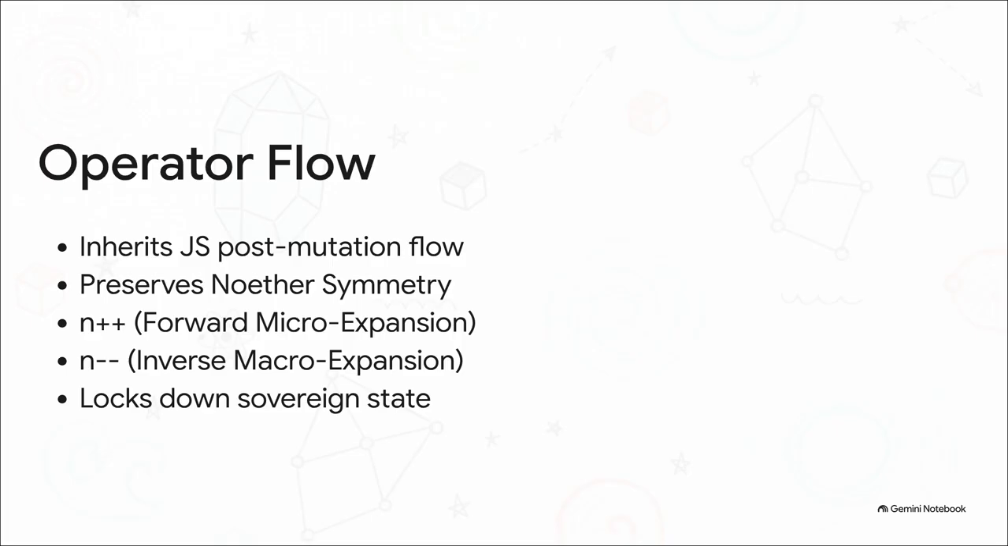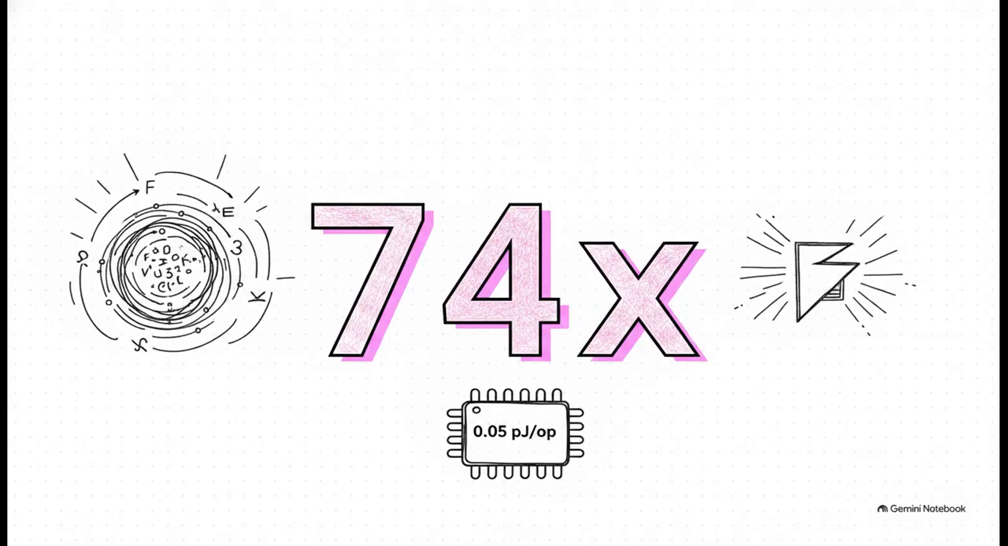Now, because the state is evaluated prior to that shift, it beautifully preserves Noether symmetry. That means the fundamental laws of conservation and scale parity remain perfectly 100% intact across the inversion boundary. As n increments, the tile area deterministically scales down to a bit-perfect cutoff. It acts as a flawless mechanical plug that stops Zeno drift dead in its tracks and completely locks down sovereign state.